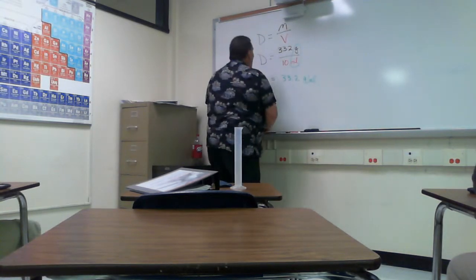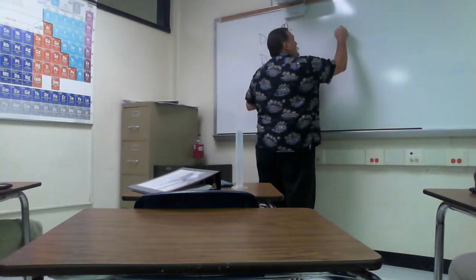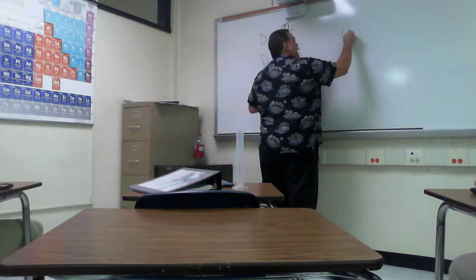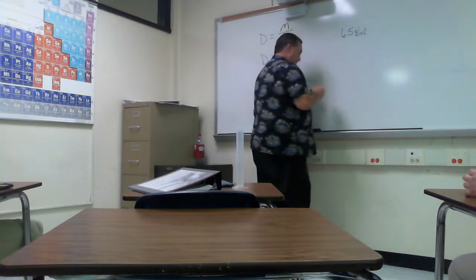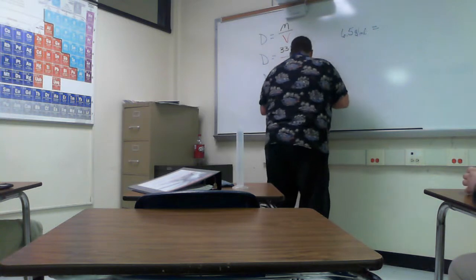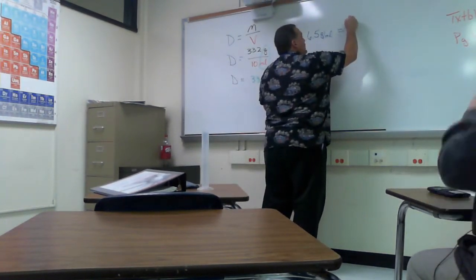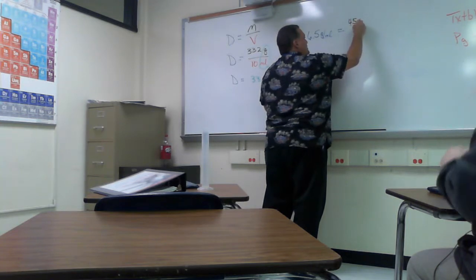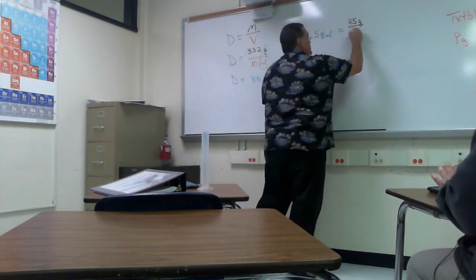What happens though, if I give you the density is 6.5 grams per milliliter. Okay? I know that's the density, and I know the mass of this object is 45 grams. My question now is, how much is the volume?